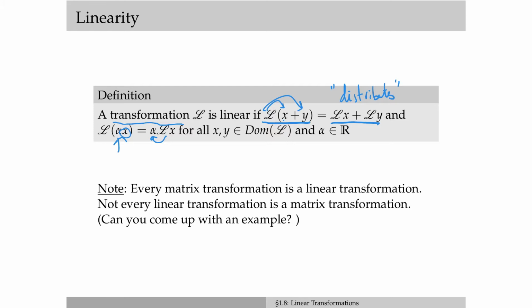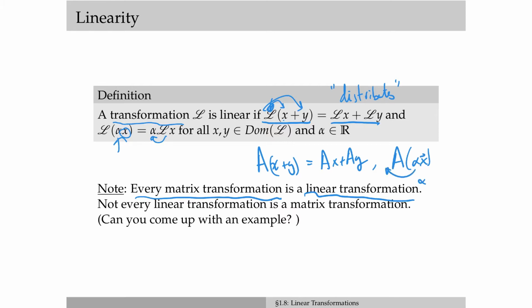All right. Now, every matrix transformation turns out to be a linear transformation. Think about that. A applied to a sum x plus y, well, what is that? That's Ax plus Ay. And if I have A times some scalar alpha x, then I can pull that alpha out and do alpha Ax. So this is nothing more than what we already know.